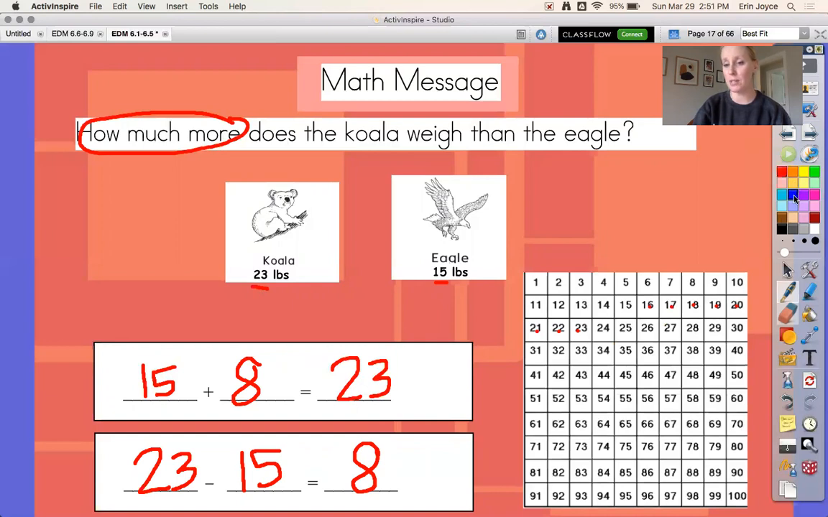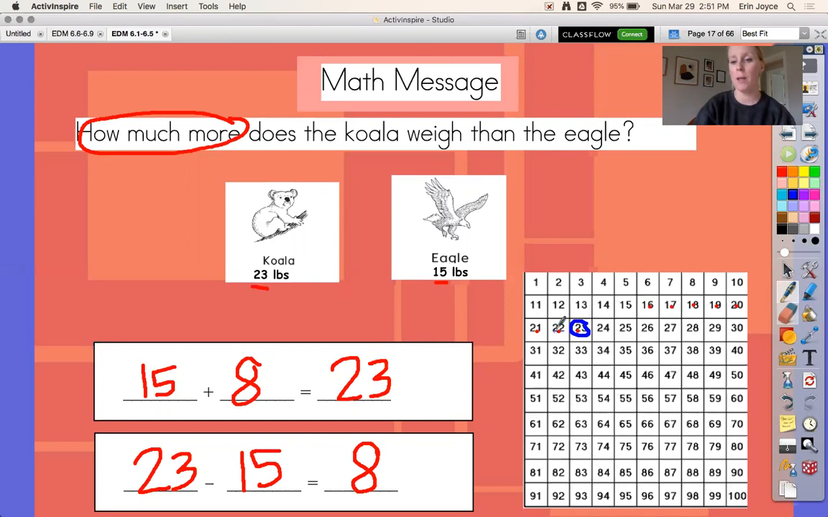I'll switch to blue so you can see me. So here I am, I'm at 23, the weight of the koala, and I'm going to count backwards until I get to 15, which is the weight of the eagle. Actually, I'm not going to stop at 15, I'm going to take away 15. I have 23 pounds, I'm going to take away 15 of them and see what I'm left with.